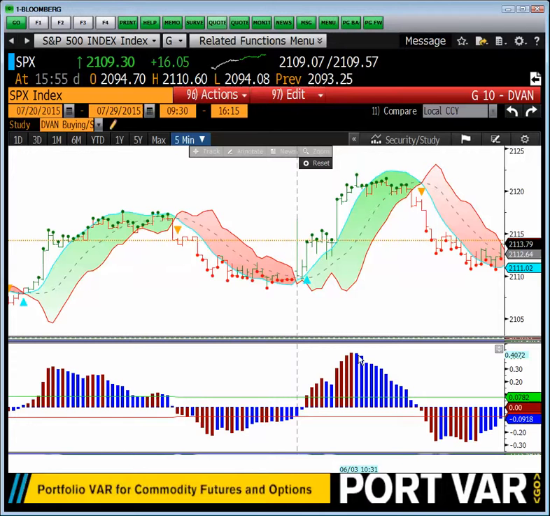Momentum is fading when you see blue bars on either side of the 0 line. So in this case, momentum begins fading at a high. Momentum is increasing when you see red bars in the histogram.